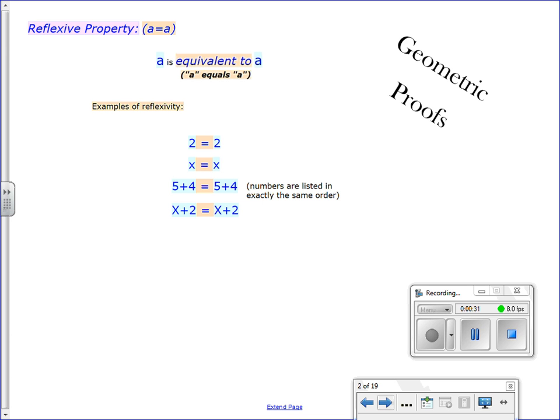Next, we have the reflexive property. For the reflexive property, I want you to go ahead and copy down these examples of reflexivity. 2 equals 2, x equals x, 5 plus 4 equals 5 plus 4, x plus 2 equals x plus 2. You might say, well, yeah, I know this, but believe it or not, this is going to be a big deal further on down the line.